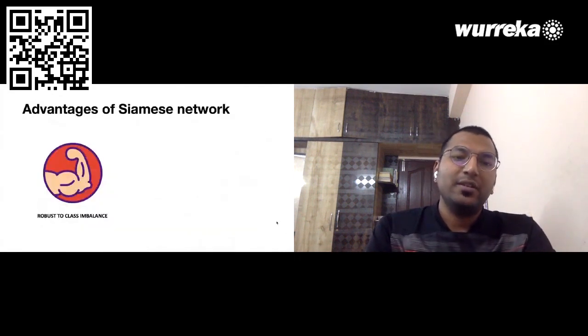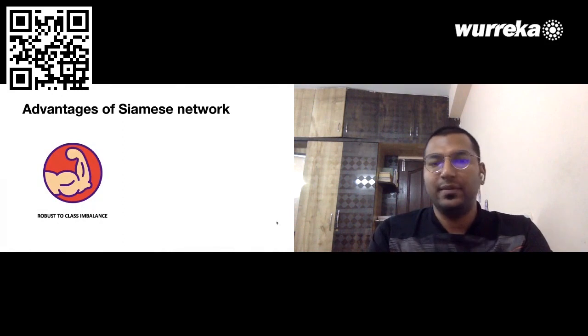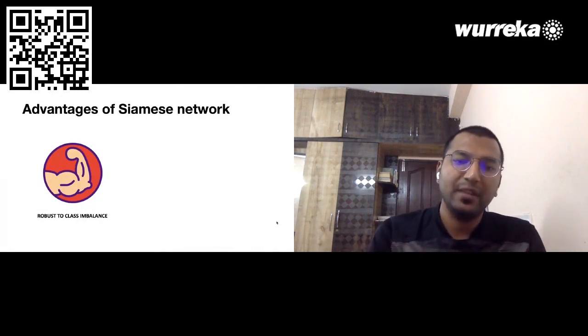Now let's talk about the advantages of the CMS network. It is more robust to class imbalance, with the aid of few-shot or one-shot learning. Given a few images per class, it is sufficient for a CMS network to recognize those images in the future. That's what we just demonstrated with only 3 people.